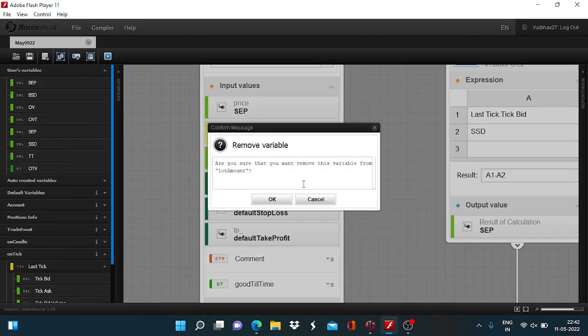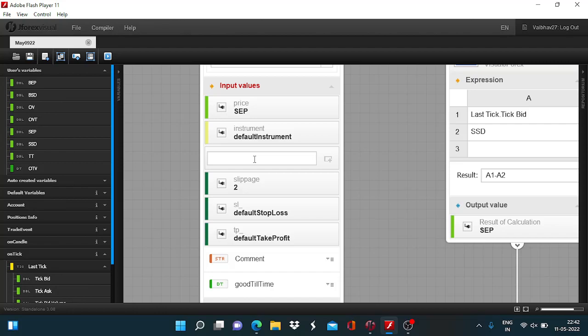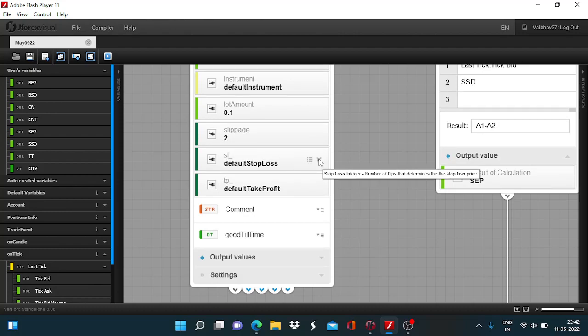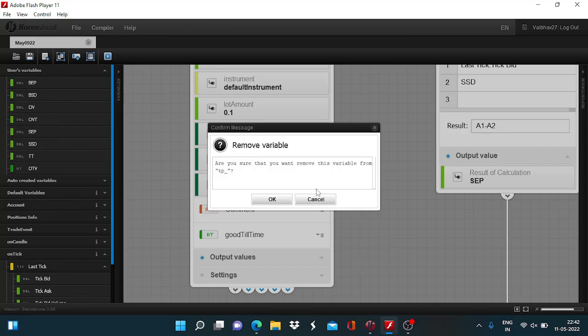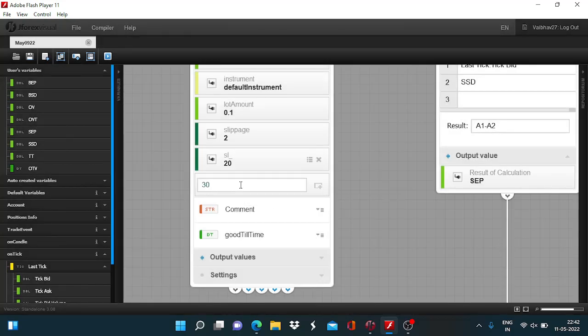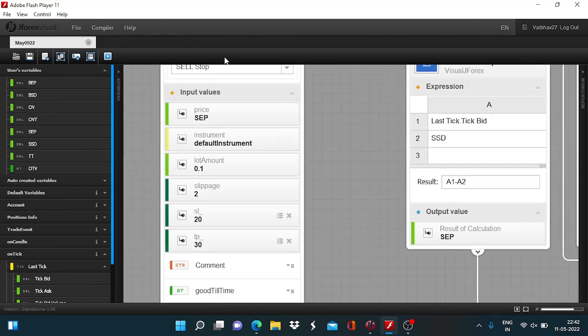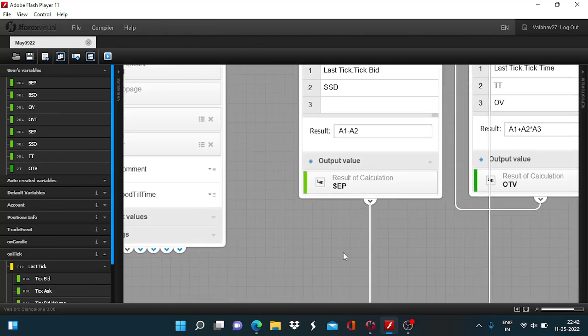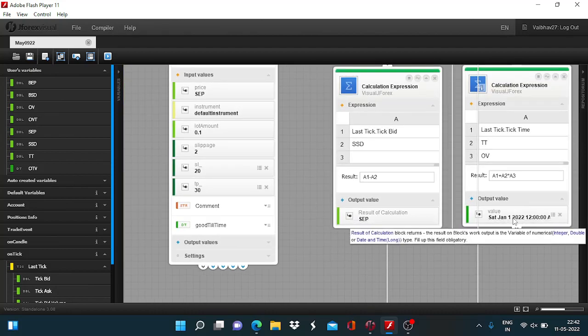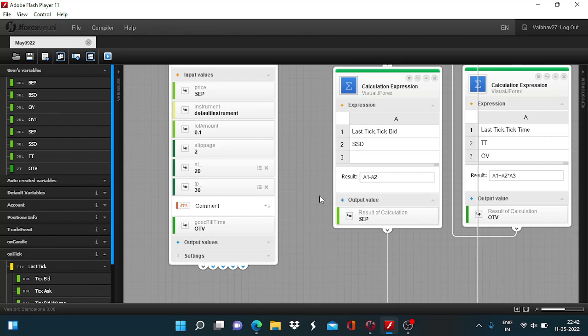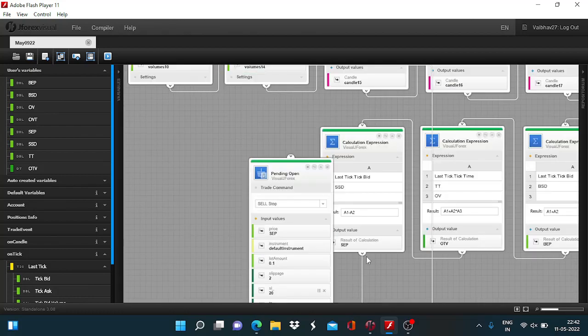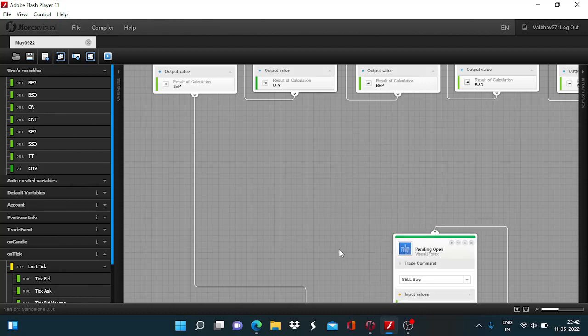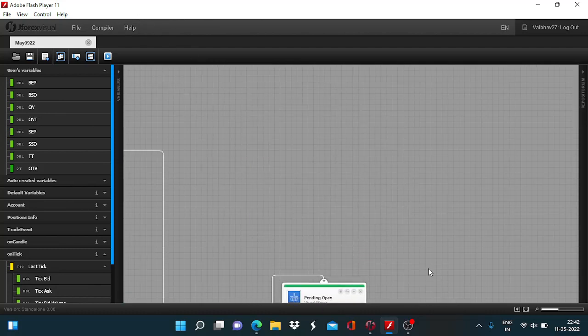Trade amount I will change to 0.1 million, slippage remains 2 pips, stop loss will be in risk reward ratio of 2:3, so I will make 20 pips of stop loss and 30 pips of take profit. It will be same as the buy side, and order validity is going to be 2 hours. We had defined it last time around, so I will use the same variable. So with this we have defined all the mandatory input parameters for this trade command block for the execution of the sell trade.